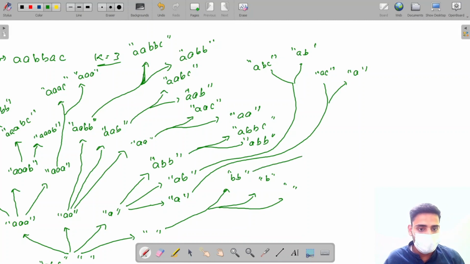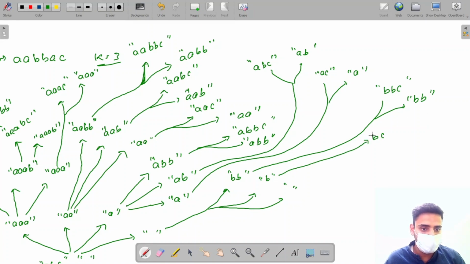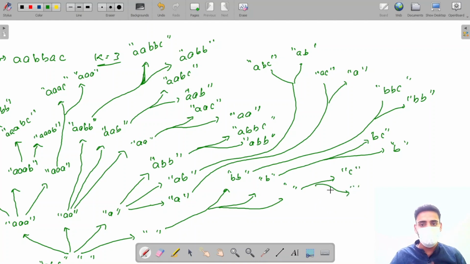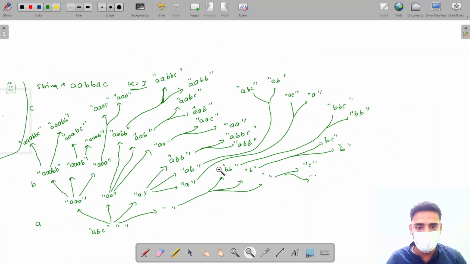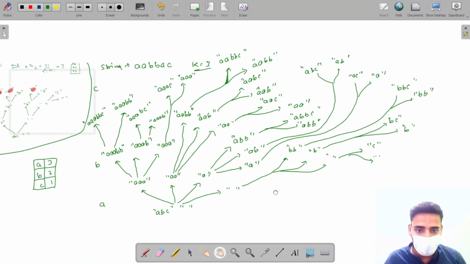Let's talk about this. If C comes, it would be BBC. If it doesn't, it would be BB only, right? Talk about this also. If she comes, so it would be BC. If it doesn't, it would be B only, right? Talk about this. If she comes, it would be C. If it doesn't, it would be blank, like earlier. Okay, so this is all the possibilities we have.